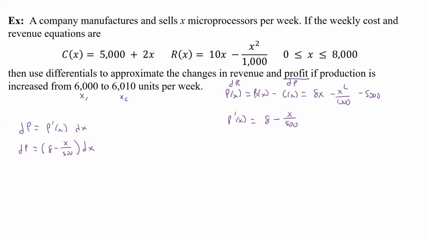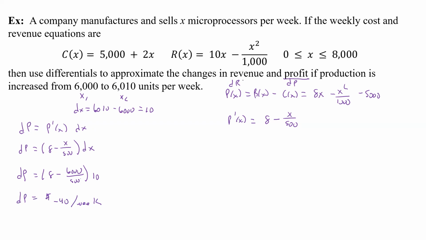And so now what we need to do is calculate it based on our change here. Well, dx is going to be 6,010 minus 6,000, so that's going to be 10. So dx is 10 and x1 is 6,000. So dP then is going to be 8 minus 6,000 divided by 500 times 10. If we plug that into our calculator, we get minus 40, and this is in dollars per week. So our profit is going down by $40 per week when we increase production from 6,000 to 6,010. So that's not a good thing.